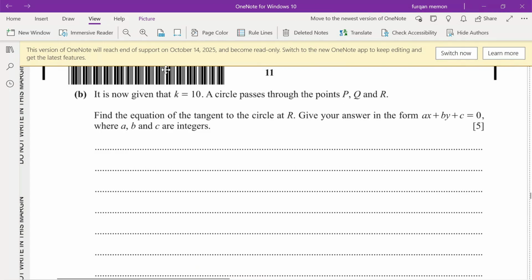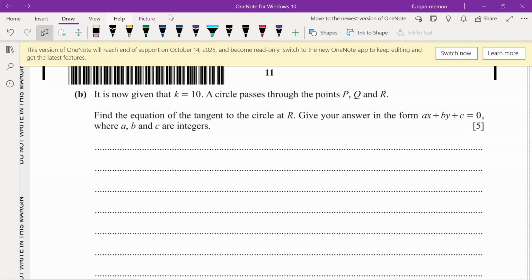Part B. It is now given that k is equal to 10. A circle passes through the points P, Q, R. Find the equation of the tangent to the circle at R, giving your answer in the form ax plus by plus c equals 0, where a, b, c are integers.